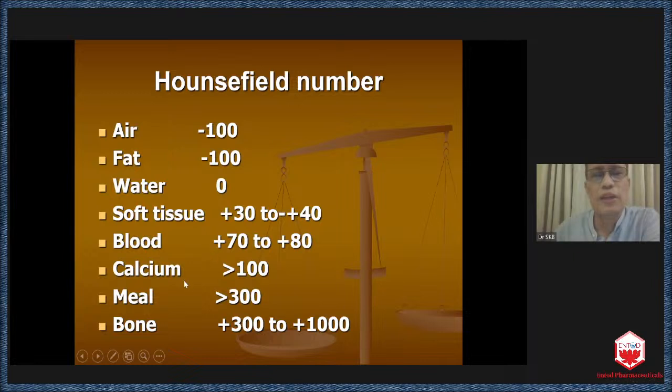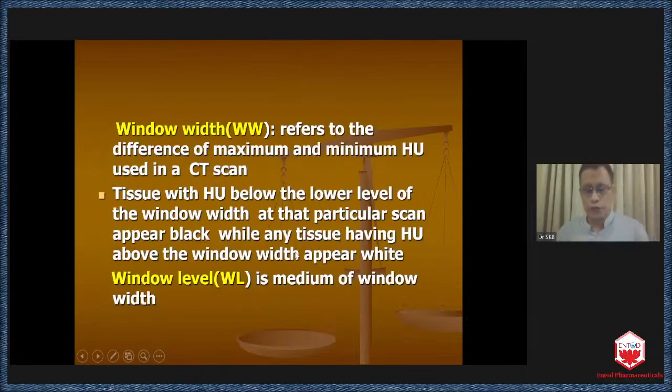Even metal is more than 300. Soft tissue is 30 to 40. So now coming to the window width and window level. What is window width? Actually, this is the difference between the maximum and minimum Hounsfield unit in a CT scan. Suppose you want to do a CT scan of a soft tissue mass, then your Hounsfield number should be in that particular range, and only then does that structure become visible.